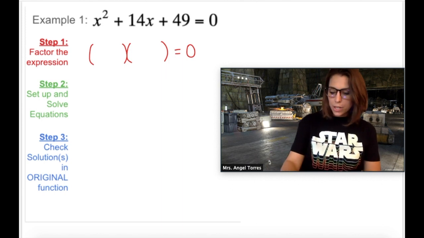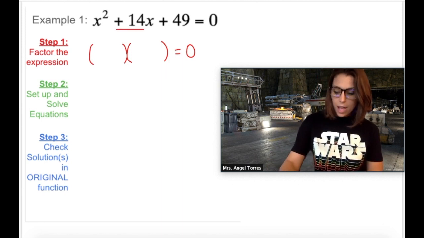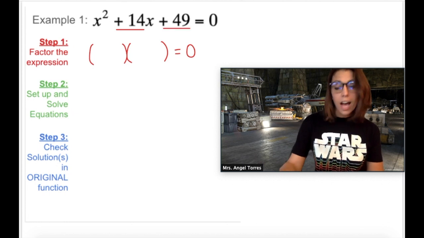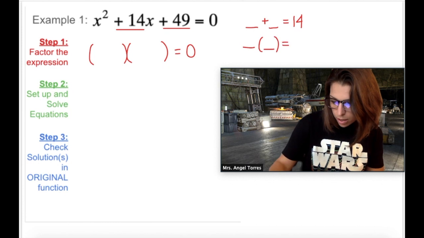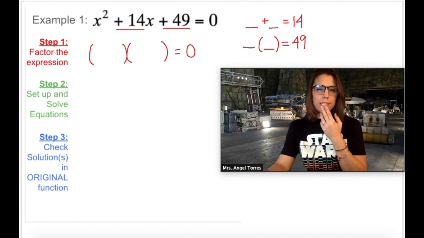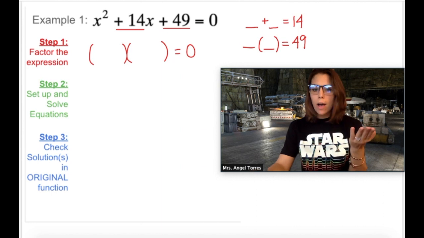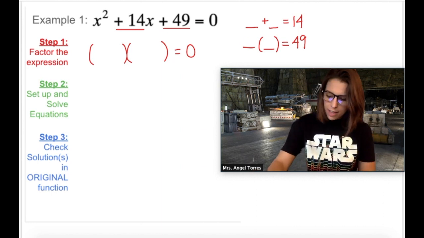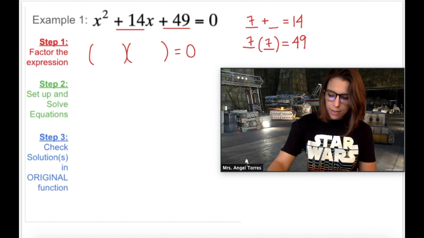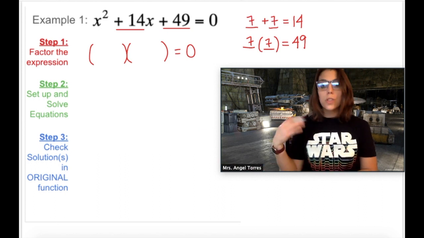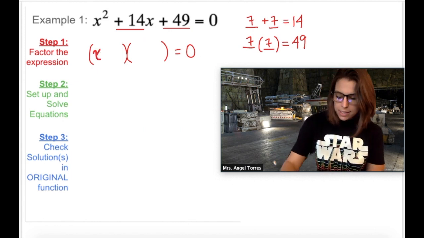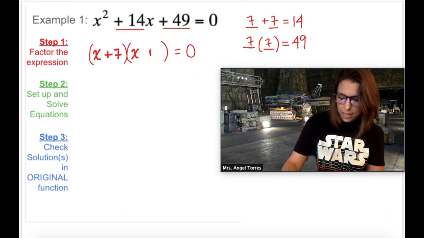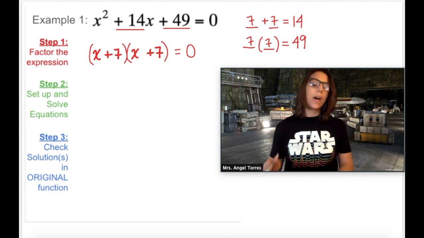To factor using P's and Q's, we find two numbers that have a sum of the middle term and a product of the last term. What has a product of 49 and a sum of 14? What about 7 and 7? 7 times 7 is 49, and 7 plus 7 is 14. So those are my values of P and Q. So coming over to our product, x times x is how we get x squared. And a positive 7 times a positive 7 is how we get 49, and those also add up to 14.